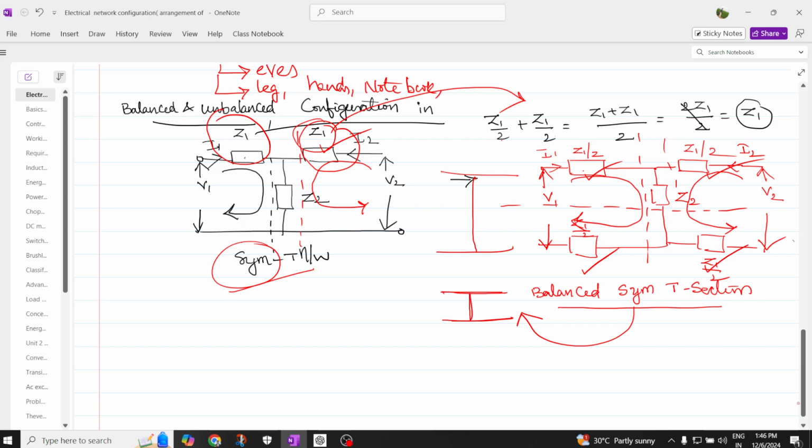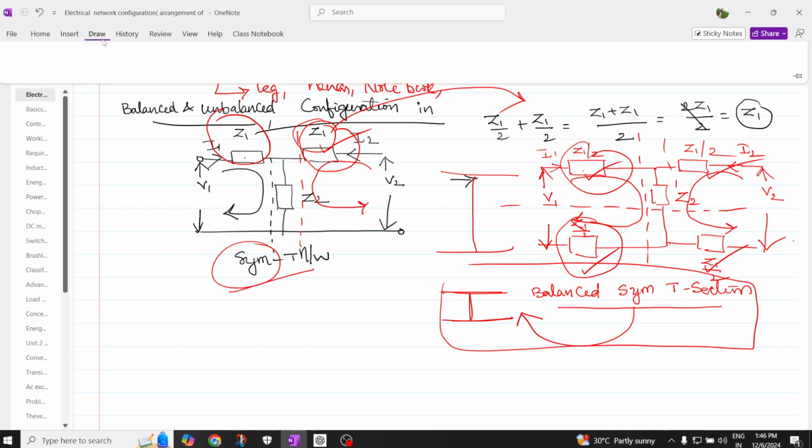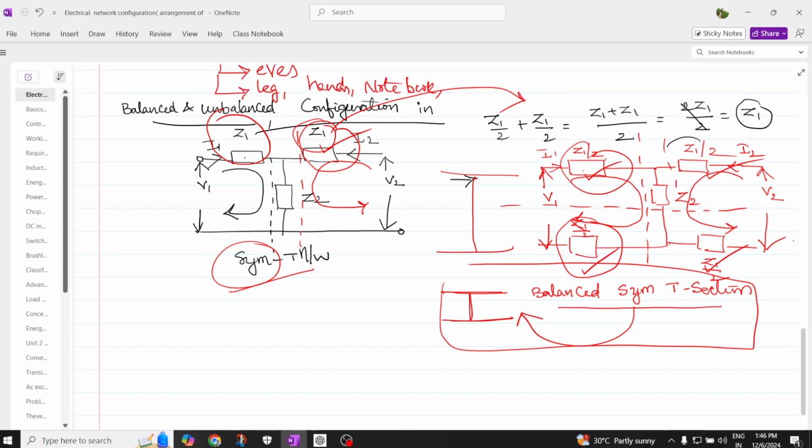It's very important. So how to understand balanced? It means the impedance at this point and this point, at the bottom and top, should be the same. Then only I can call this balanced. So the amount of impedance at the upper and the bottom should be the same, and only then I can call this a balanced symmetrical network. Why is it symmetrical? This is Z1. This is also Z1. That's why it is called symmetrical. This is basically derived from the T network. That's why it is called a balanced symmetrical T network or T section.